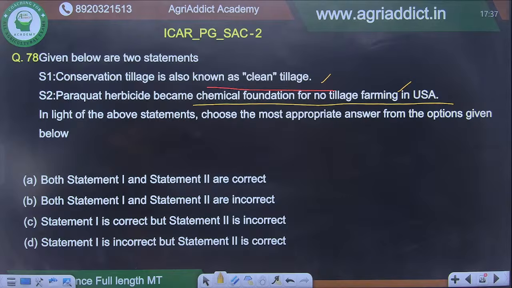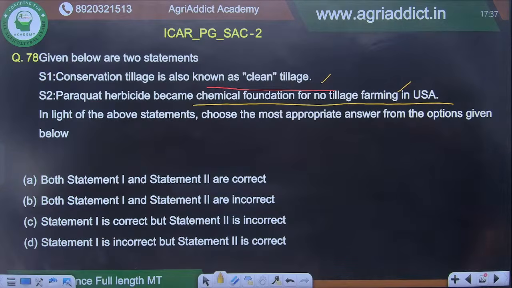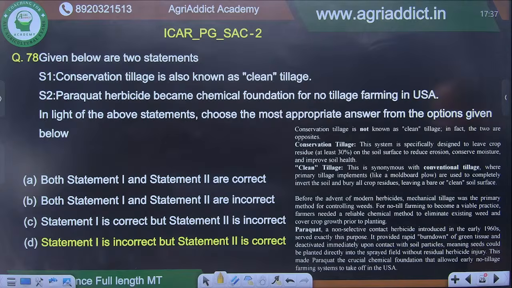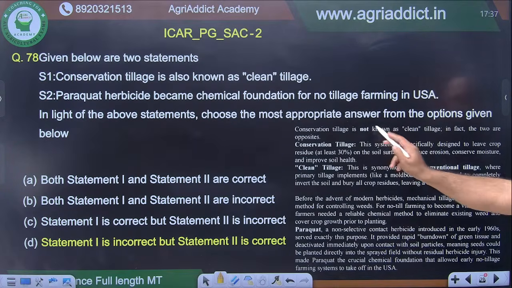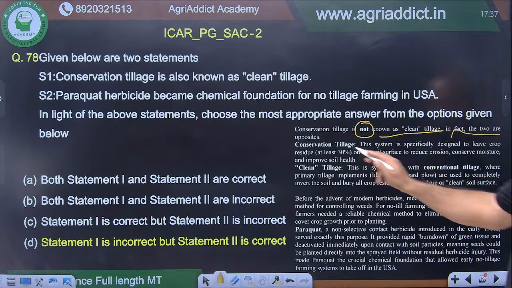I cannot see any answers. I can see only one, D. Statement 1 is incorrect, but statement 2 is correct. Yes, Aman Kumar, you are very correct. That's very impressive. So conservation tillage is not known as clean tillage. In fact, the two are opposites, right?